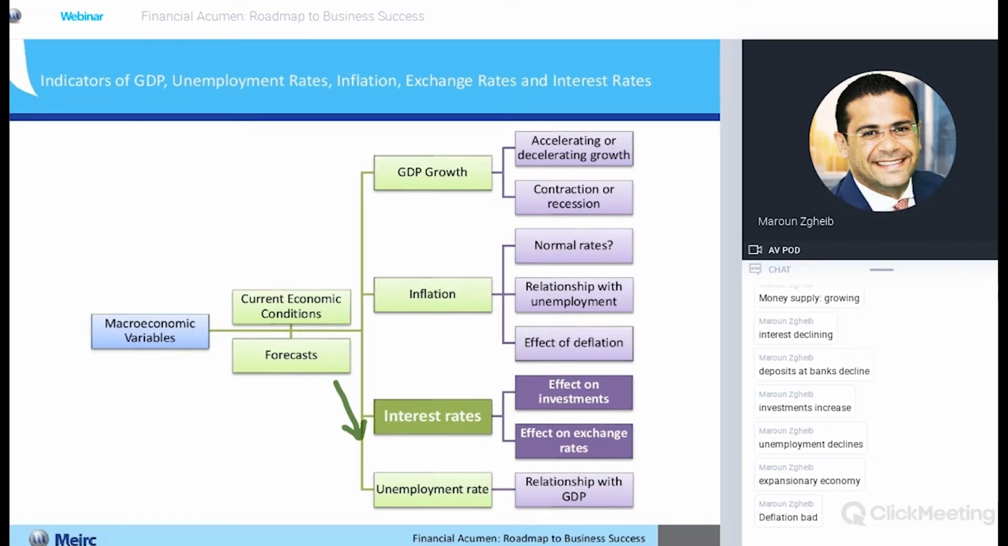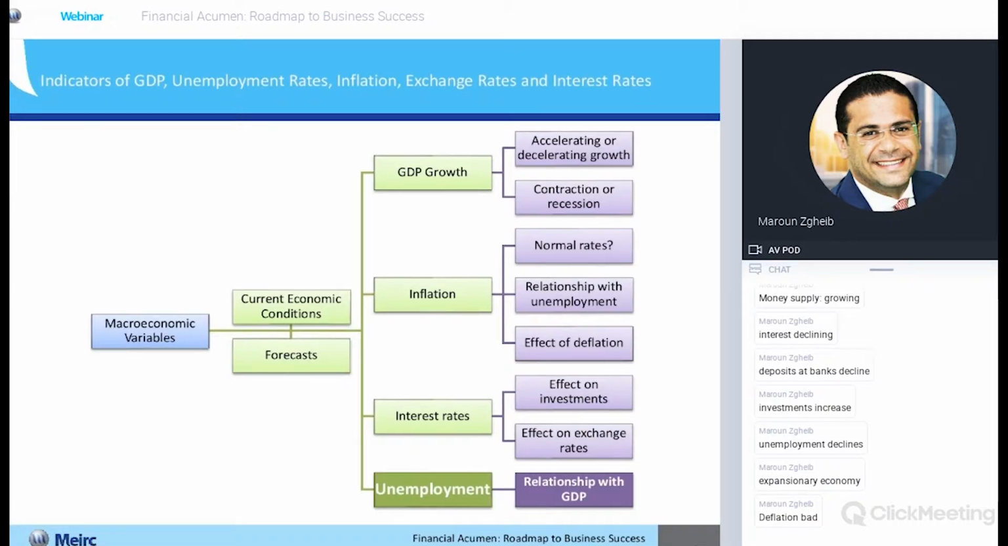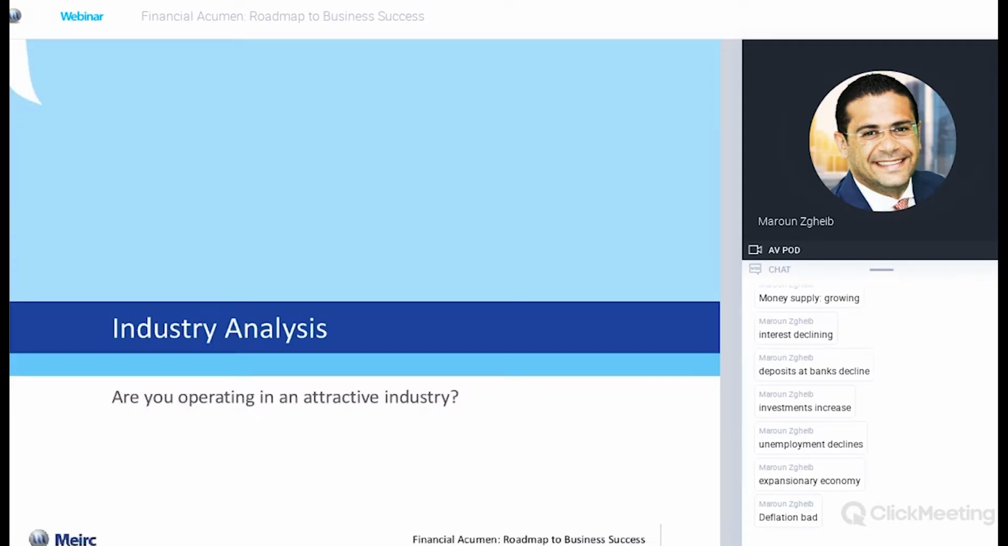The last thing to look at is basically the unemployment rate, the impact of money supply, the impact of GDP growth, the impact of inflation, the impact of interest rates. At the end of the day, it boils down to unemployment rates, and no one would like to see unemployment rates going up. We would like to see employment rates going up and unemployment rates actually going down.